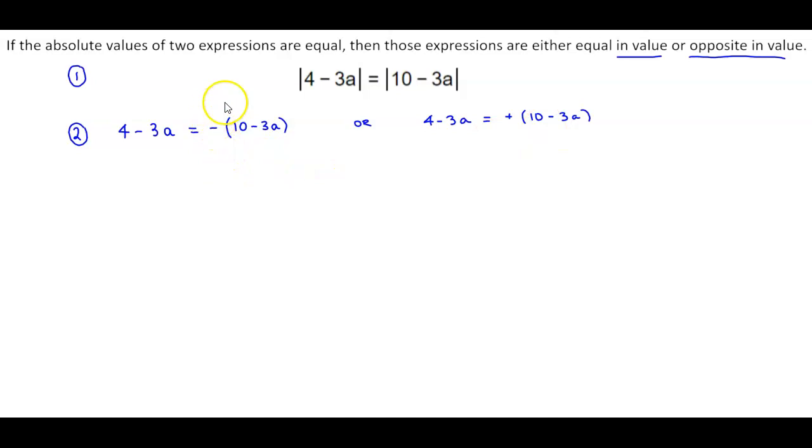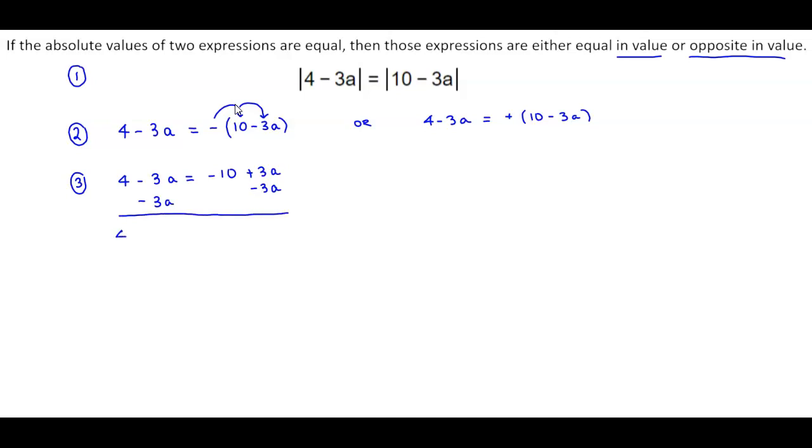So now what we're going to do is distribute the sign to both of those terms. So we can distribute the negative sign, or we can call it negative 1. So therefore, we're going to end up with the following. We have 4 minus 3a. So we have negative times 10 is negative 10. And a negative times a negative 3a is plus 3a. Okay, so now we're going to subtract 3a from both sides of the equation.